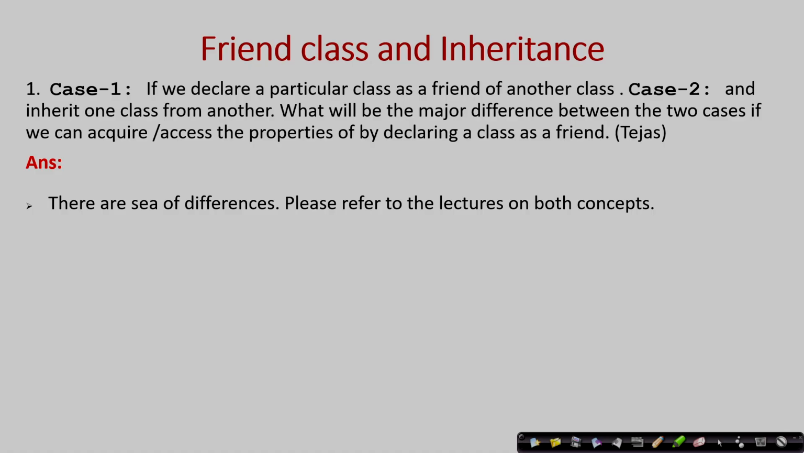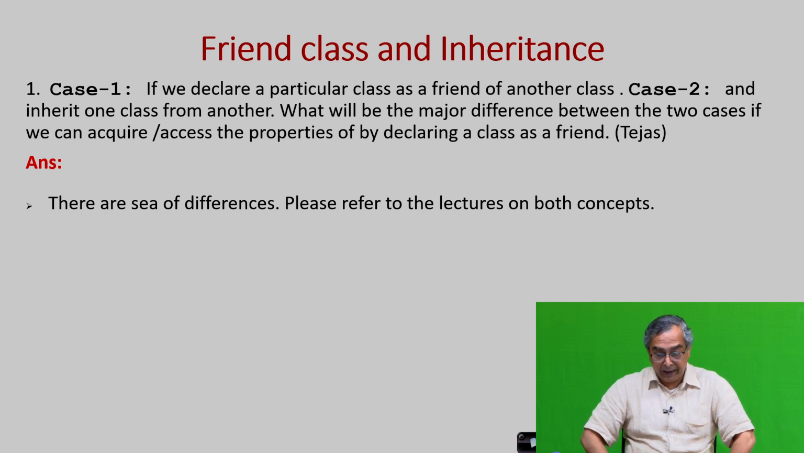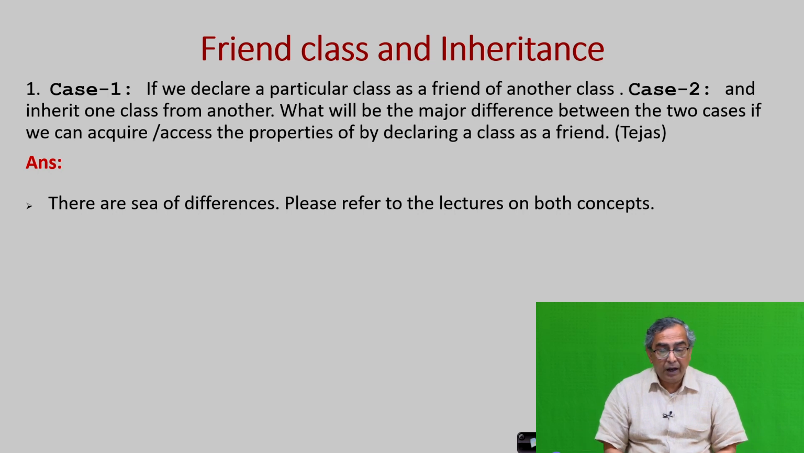Friend class and inheritance, the question is from Tejash. If we declare a particular class as a friend of another class is one case, the other case is we inherit one class from another. What will be the major difference between the two cases, if we can acquire and access properties by declaring a class as a friend? Well, Tejash, I am sure you will have to go back to the videos, the lectures, where both these concepts are discussed, because they are significantly different.